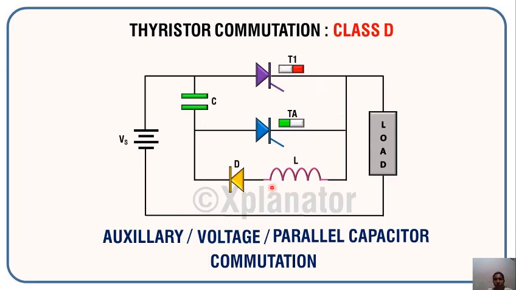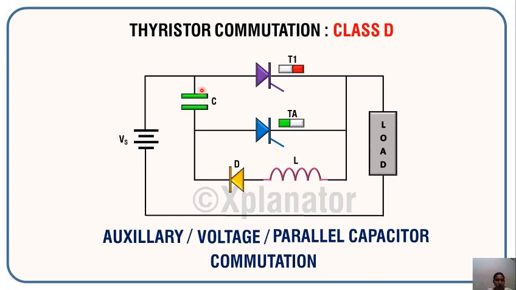Okay, so the capacitor has a path to discharge. The capacitor starts discharging through T1, L and D. Now, this capacitor was initially charged with the upper plate positive and the lower plate negative. It discharges to 0, and because of the presence of this inductor, it starts charging again with reverse polarity.